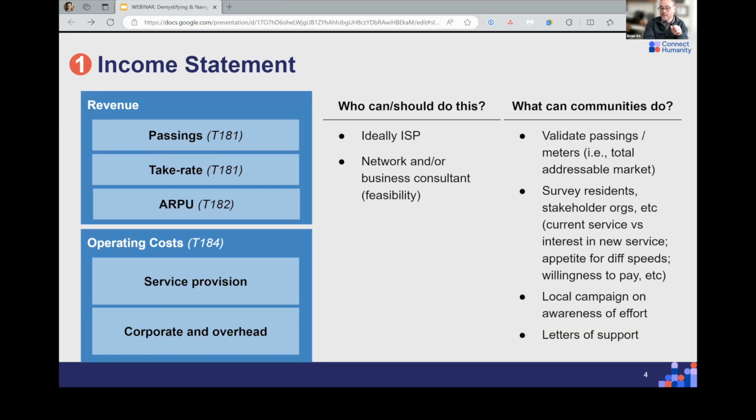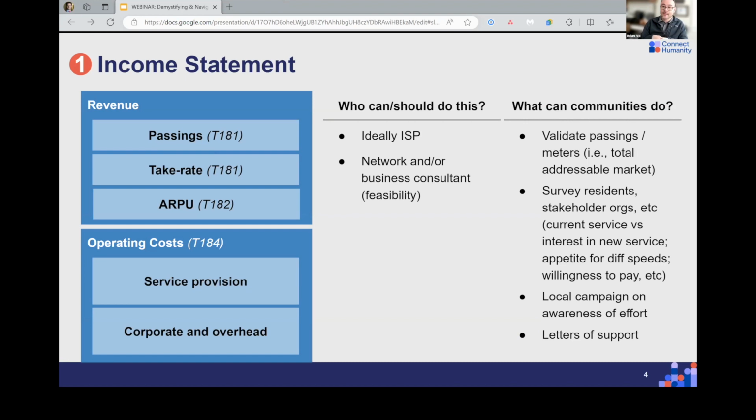So what can communities do? First one is validate a lot of the assumptions. So things like passings and meters. We're looking at one opportunity where the ISP said, oh, this is going to be the CapEx cost because we have to lay 400 miles of fiber. And the community was like, oh, wait a second. We only have like 250 miles of road. Like, there's a gap there. Well, let's figure out where that mileage is happening, making sure you're not building fiber to nowhere. So that can be incredibly valuable.